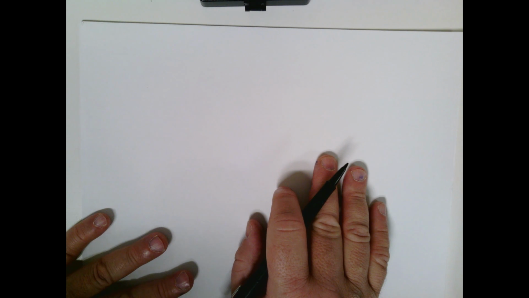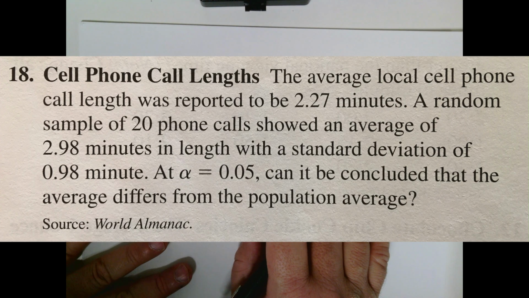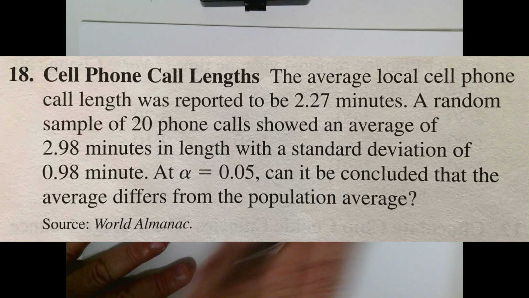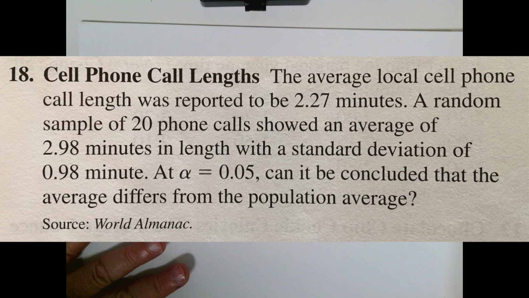Our next problem, cell phone call lengths. The average local cell phone call length was reported to be 2.27 minutes. A random sample of 20 calls showed an average of 2.98 minutes with a standard deviation of 0.98 minute. At alpha equals 0.05, can it be concluded that the average differs from the population average?